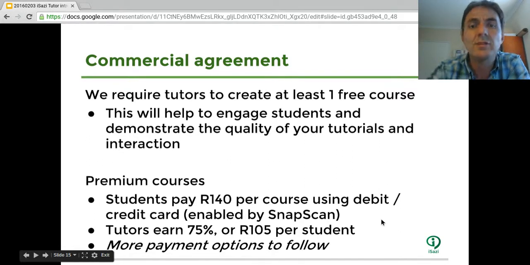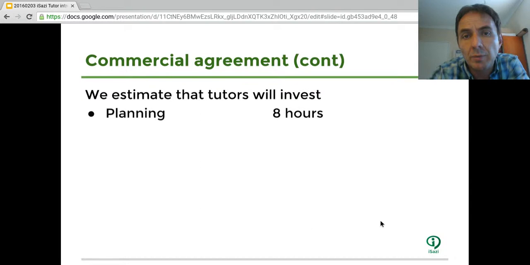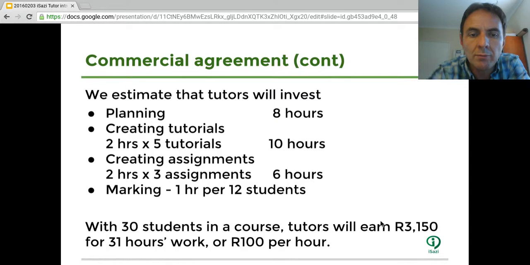We estimate that tutors will invest quite a number of hours around the planning, probably about 8 hours per tutorial, about 2 hours a tutorial. Remember, that's a 12-minute or 15-minute tutorial that the students will see, but you'll probably spend about 2 hours creating it and thinking about it. Creating assignments is similar, probably 3 assignments in a course over 5 weeks. Again, 2 hours an assignment, and then marking.